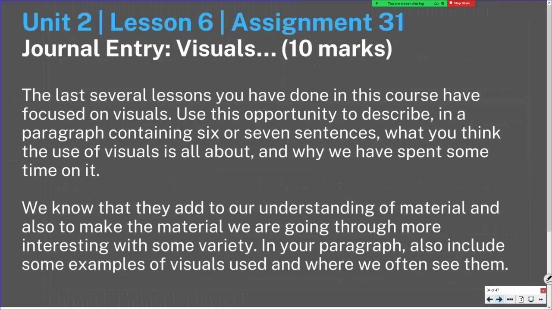Okay. So now we're on to assignment 31, journal entry, visuals. So the last several lessons you have done in this course have focused on visuals. Use this opportunity to describe in a paragraph containing 6 or 7 sentences. Okay, so that's key, right? Always read the assignment guidelines. 6 or 7 sentences. What you think the use of visuals is all about and why we have spent some time on it.